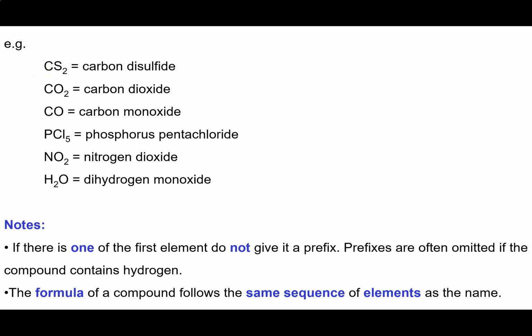And then the other thing that's a bit of an exception is that prefixes are often omitted if the compound contains hydrogen. So this one here is a good example of that. We'll talk about this a little bit more in a moment. So people will also write that as hydrogen oxide. So they eliminate all prefixes if the compound contains hydrogen.